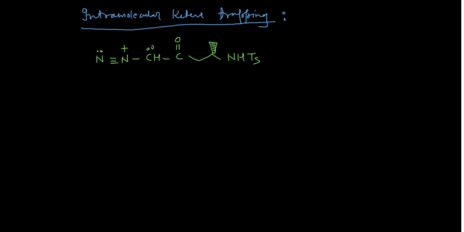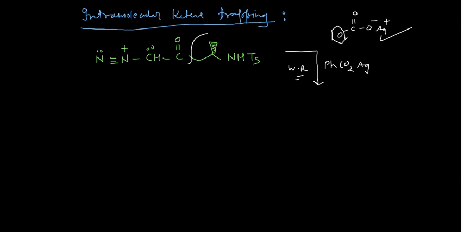Now what you can do, you have been given PhCO2Ag. So what is this actually? This is your phenyl ring, C double bond O, O Ag, positive and negative. Silver(I) salts are used in that case, I have already told you. So straightforward you can go for your Wolff rearrangement, WR I am writing. So what will happen in the Wolff rearrangement? That bond will break and this part will shift onto this carbon atom.